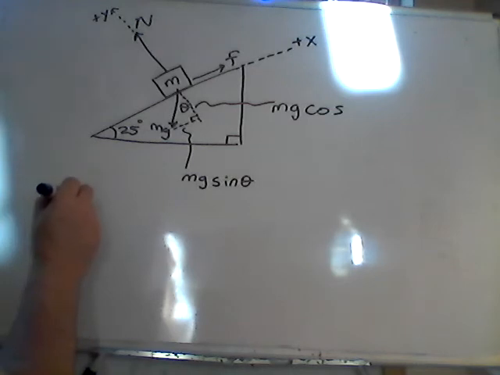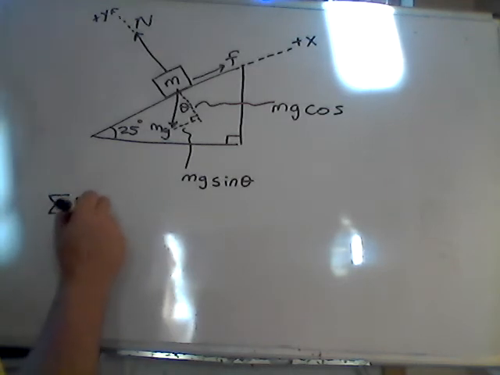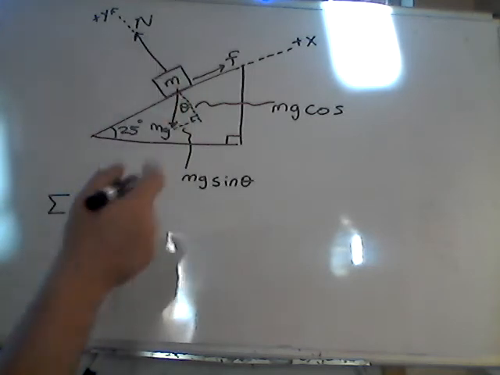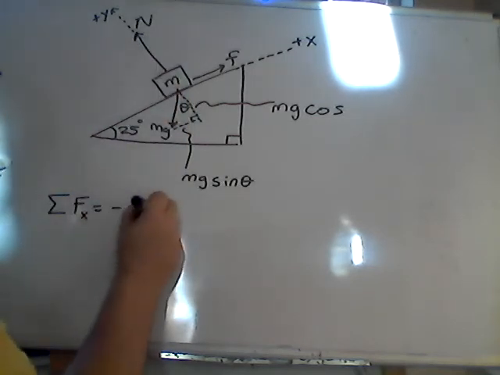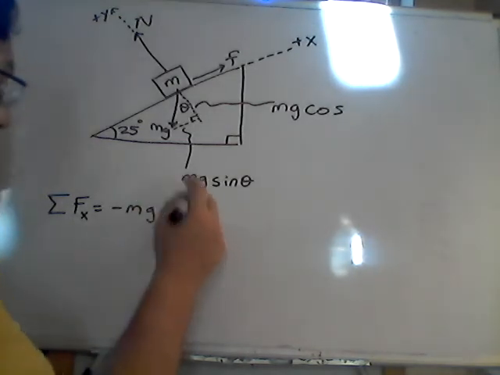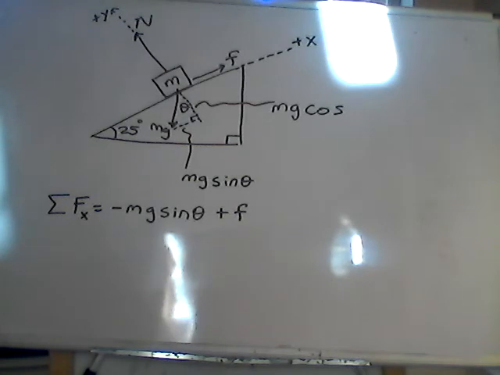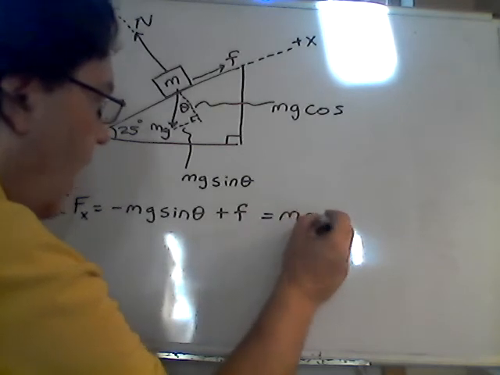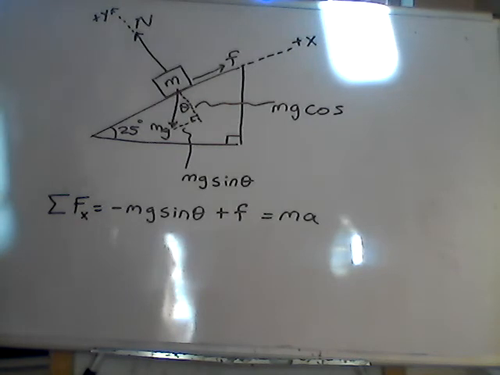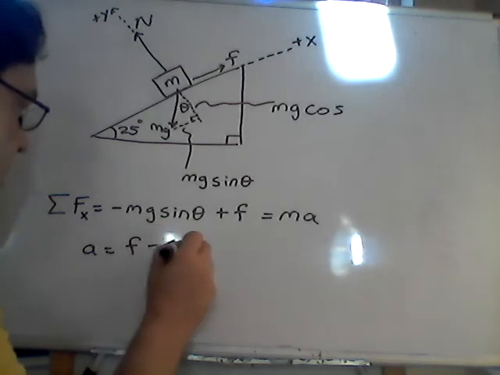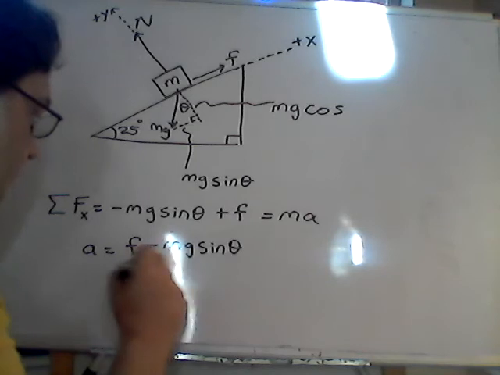All right, so my equation would then be the summation of all forces in the x direction. What are my forces now? Well, my forces are going to be negative mg sine of theta, the component of the weight along x, and it will be opposed by F, and I was told in the problem it's 45 newtons, and it's going to equal ma. And again, I don't put a subscript on a because all the motion's in the x direction. So if I solve this now, I find that a is going to be F minus mg sine of theta, everything divided by m.